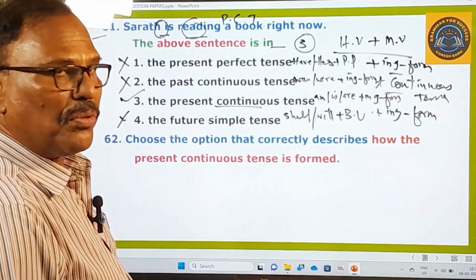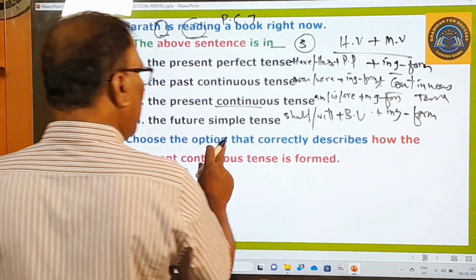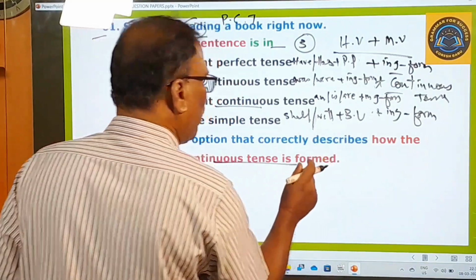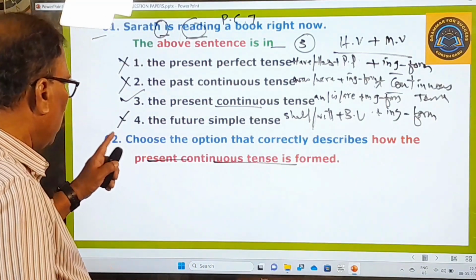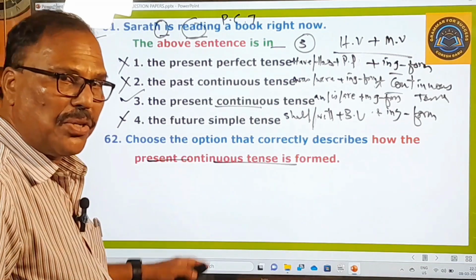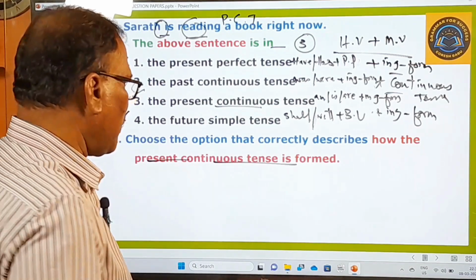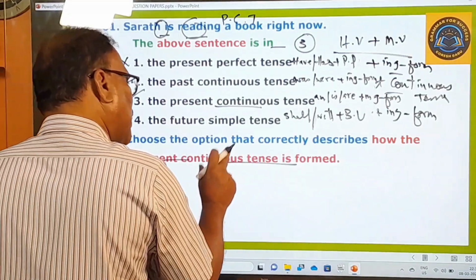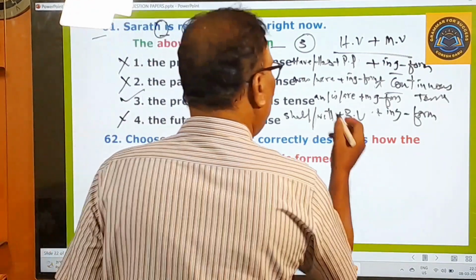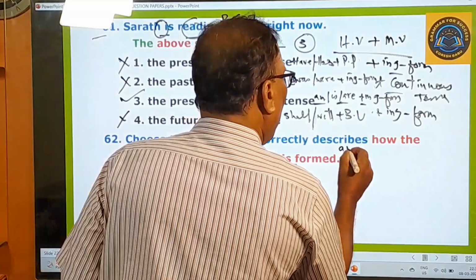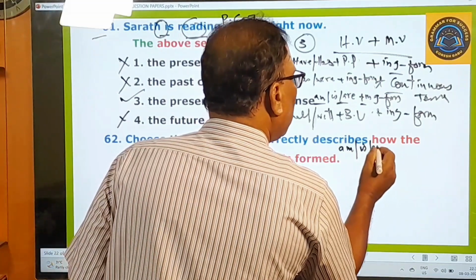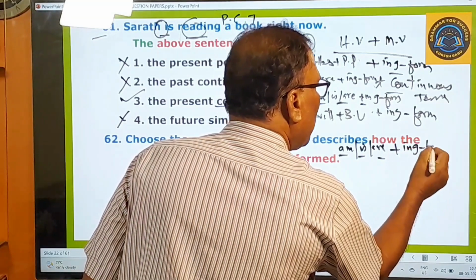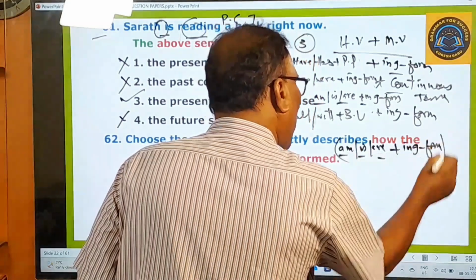Now let's move on to the next question. Choose the option that correctly describes how the present continuous is formed. Again, in the 62nd question, he is asking you about the present continuous tense. He is asking you to tell how it is formed. Already it is given here: it is formed with am, is, are. These are the be forms, plus the main verb, which is always the ing form verb.